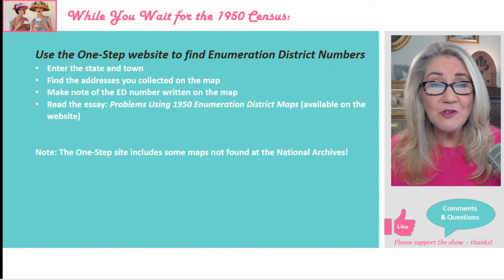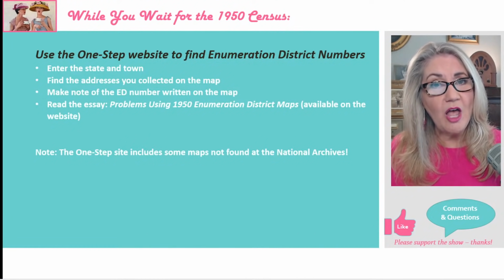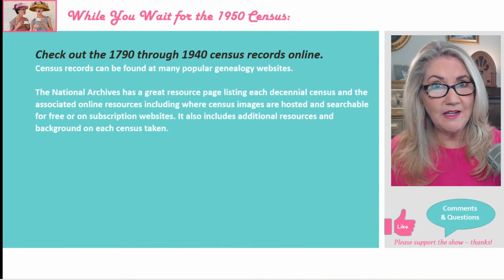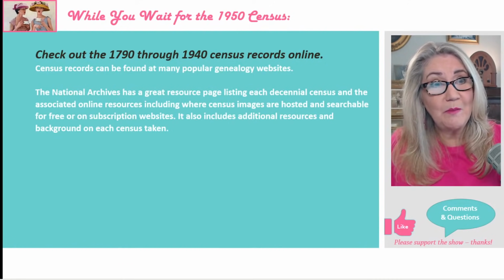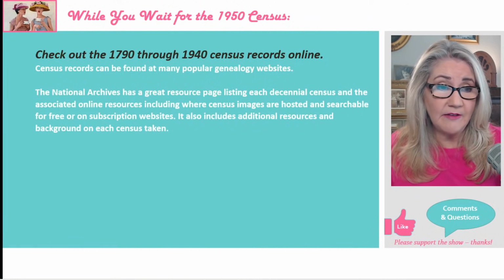And here's what's really important. The one-step tool includes some maps that are not found at the National Archives. That's why you need that tool, okay? It's easier to use, but it's also going to get into maps that the National Archives doesn't have.